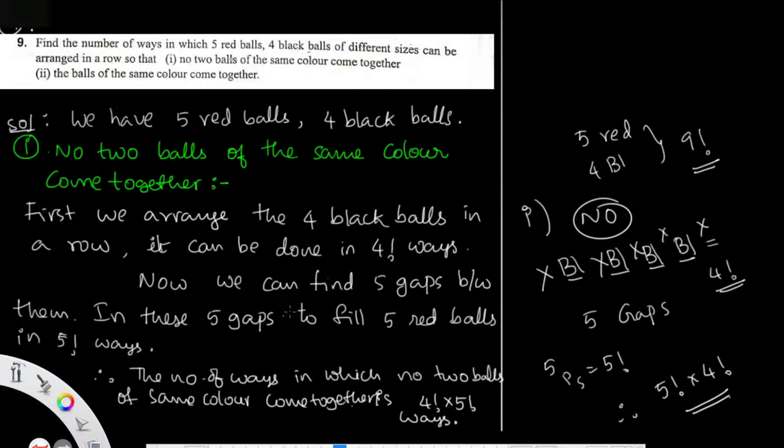And the second one is the balls of the same color come together. Same method and all those are same. Come together means take it as a bundle. That is the process. Never come together means you can use the gap method. You should find the gaps in between, and you can fill them up with the remaining things. That's all.